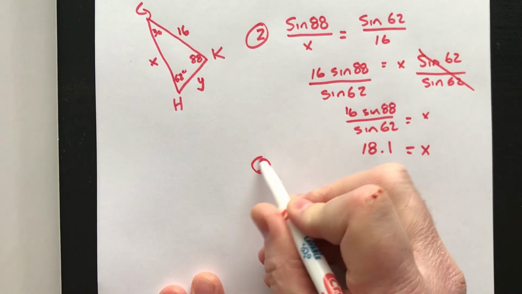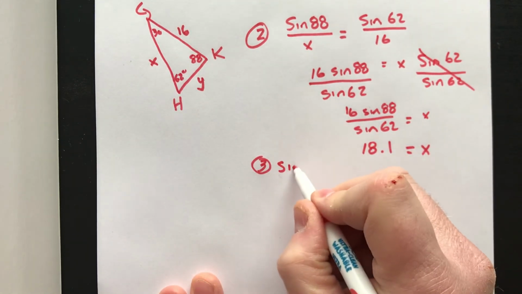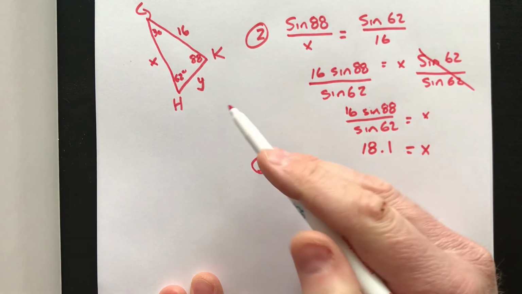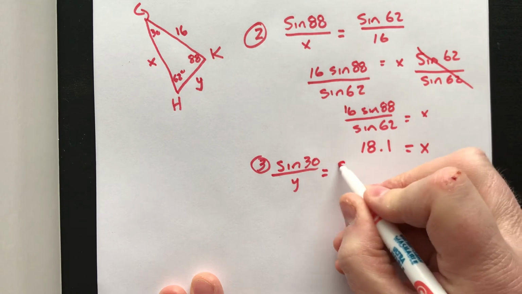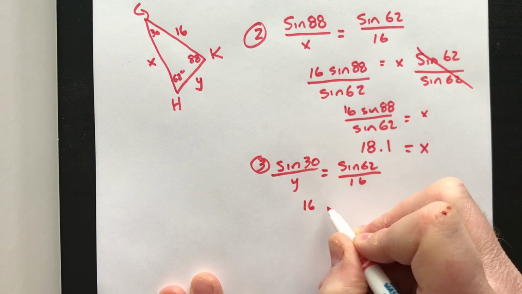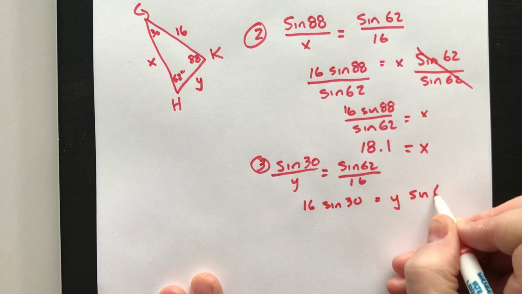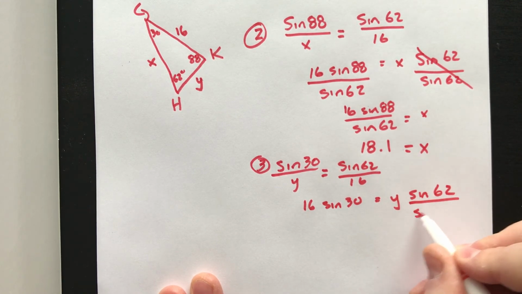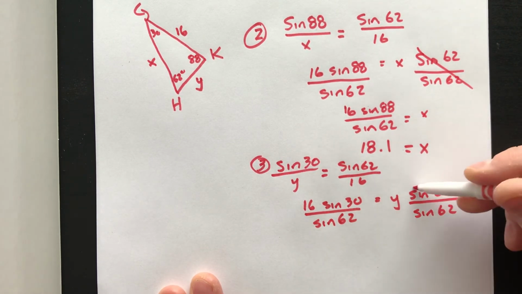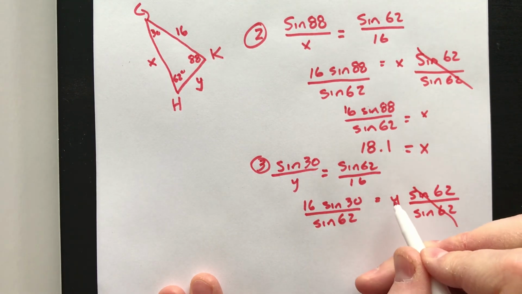Now, they're asking us for number 3. Number 3, solve for y. Well, if I solve for y, then I need to use 30. So the sine of 30 degrees all over y is equal to, I'm going to use the 62 and the 16 again. The sine of 62 all over 16. I cross multiply. 16 sine of 30 is equal to y sine of 62. And I divide by the sine of 62 on both sides. This cancels. And I'm going to type this into my calculator because that will equal y.